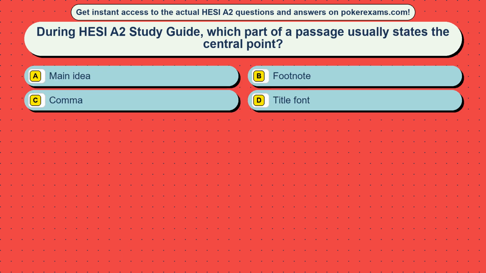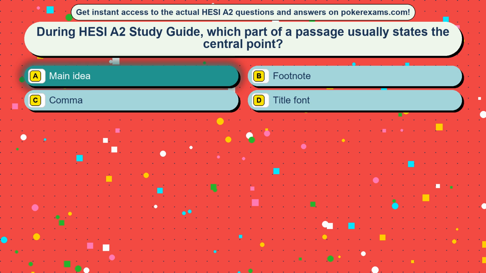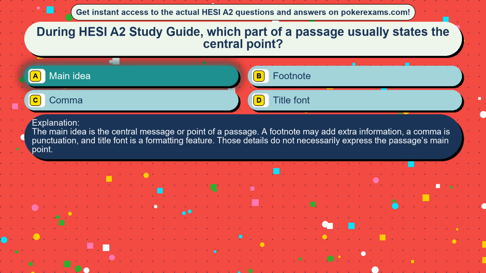Question 41. On the HESI A2 Study Guide, which part of a passage usually states the central point? Option A. Main idea. Option B. Footnote. Option C. Comma. Option D. Title font. The correct answer is option A. Main idea. The main idea is the central message or point of a passage. A footnote may add extra information, a comma is punctuation, and title font is a formatting feature. Those details do not necessarily express the passage's main point.